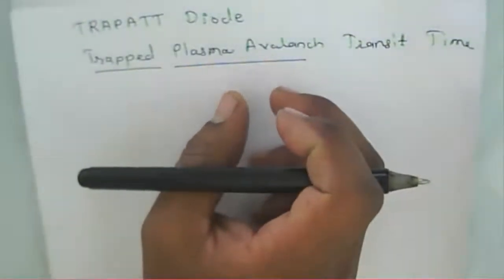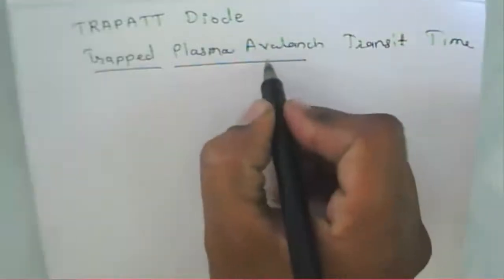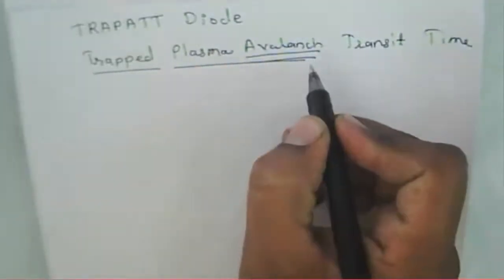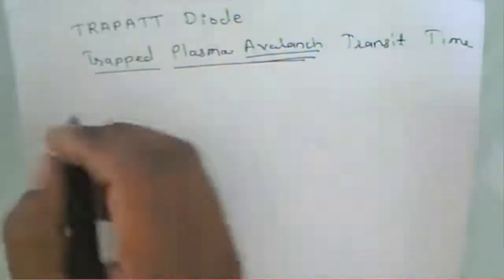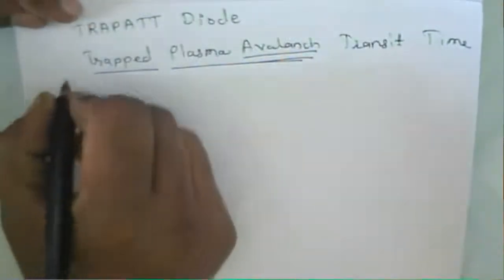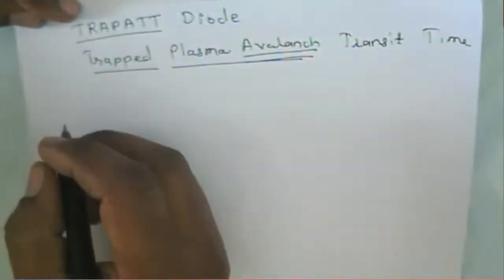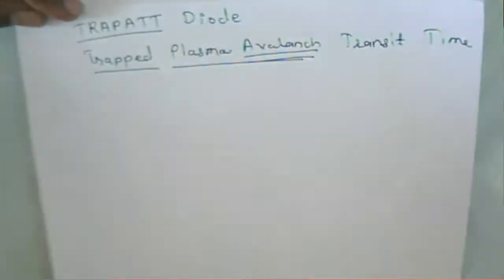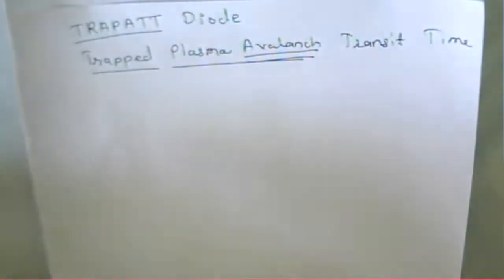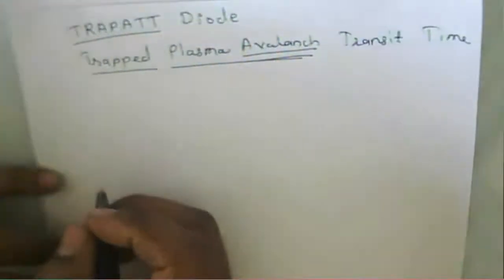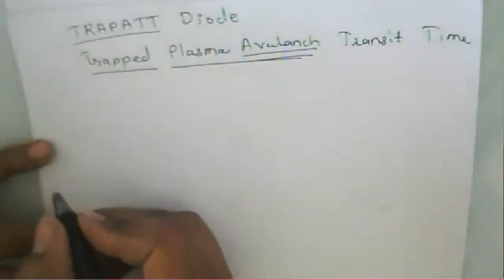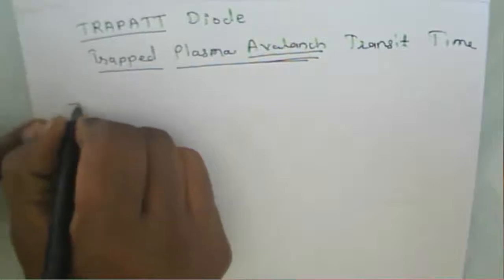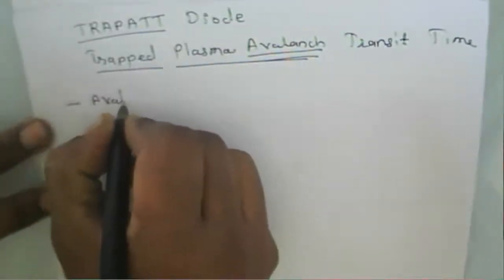Here we say avalanche transit time. The avalanche process is common in both diodes. In this TRAPATT diode, the avalanche process produces a phase delay in the current. Earlier we have seen that there is a delay of 90 degrees each, so the total will be 180 degrees. The same is true here.